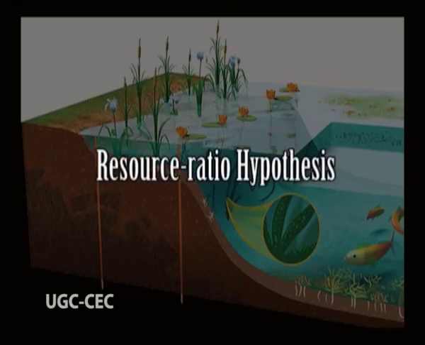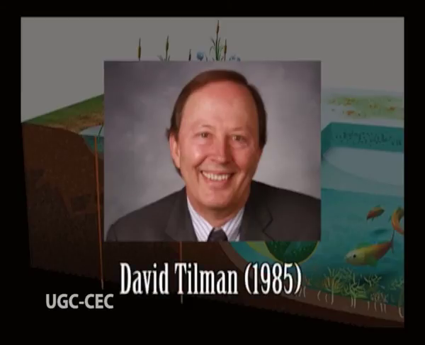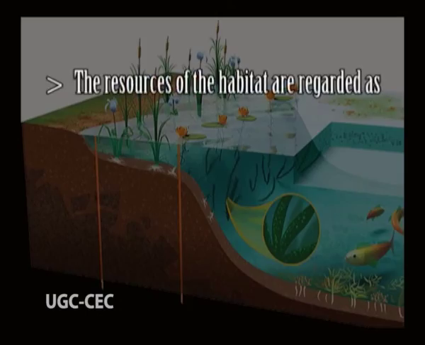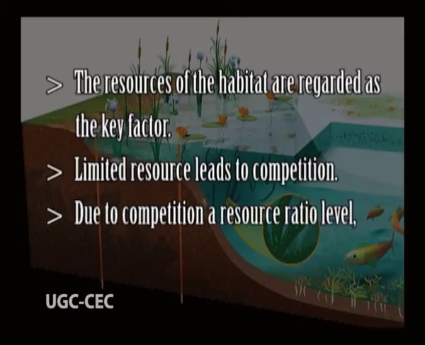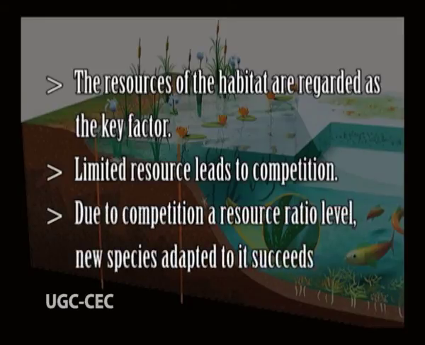This model was proposed by Tilman in 1985, who agreed with Clements' idea of replacement of communities. According to him, the resources of the habitat are regarded as the key factor. Limited resources lead to competition. Due to competition, at a given resource ratio level, a new species adapted to it succeeds. In conclusion, succession is directional and progresses towards the climax. In some cases, it may be non-directional, that is, it returns to a particular stage and is cyclic.